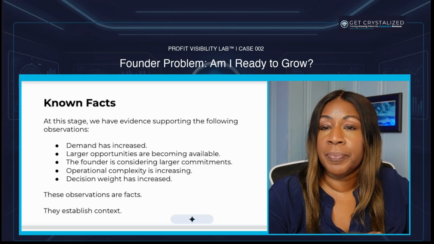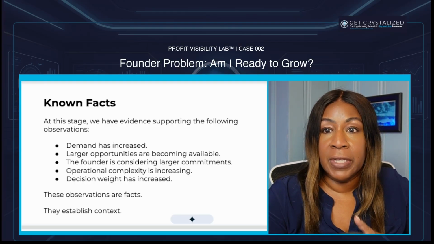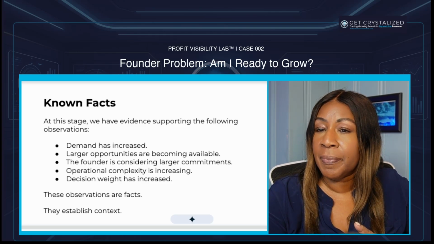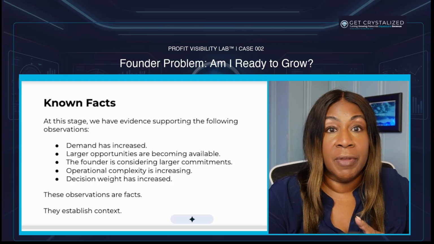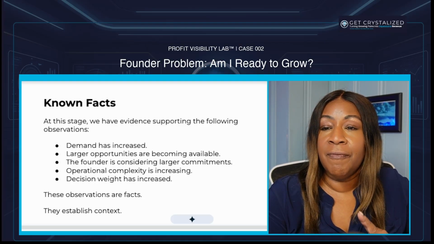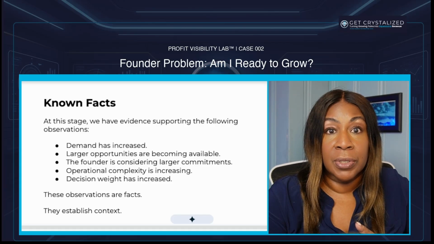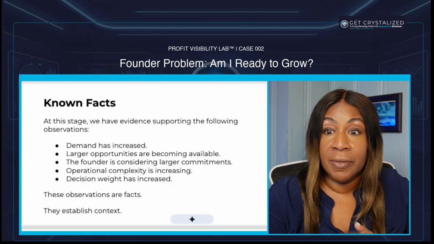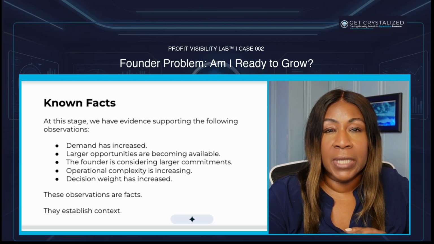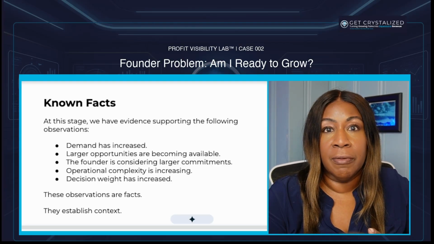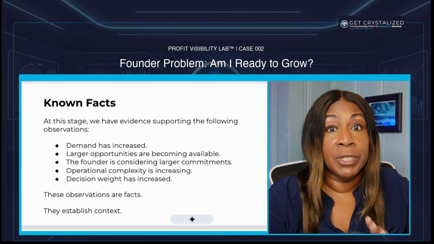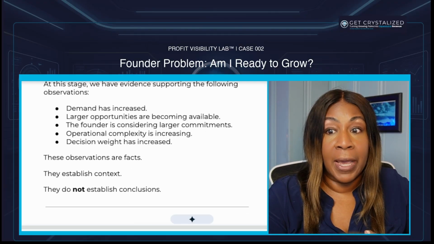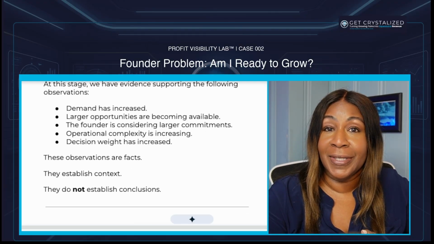So what do we know? At this stage, we have evidence supporting the following observations. Demand has increased. Larger opportunities are becoming available. The founder is considering these larger commitments. Operational complexity is increasing, and decision weight has increased. These observations are what we would consider facts. They establish context. They do not, however, establish conclusions.